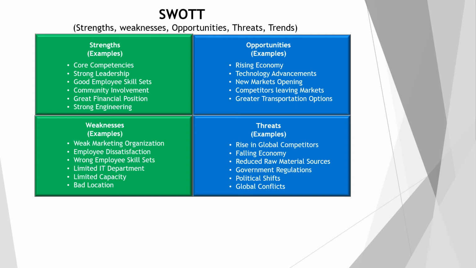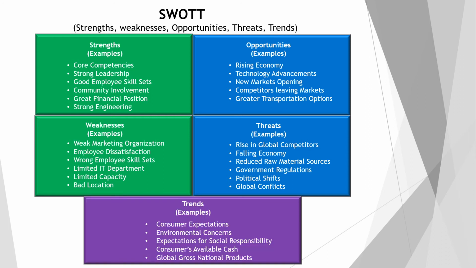The last T is for trends, and these are external trends that reflect the direction specific factors are headed in over time. These trends allow the company to extrapolate into the future to better create a strategic plan.